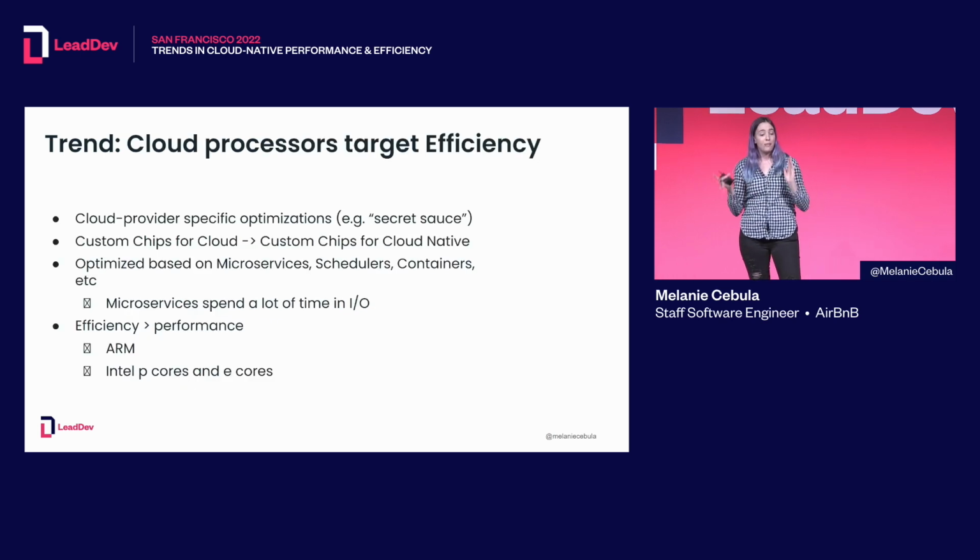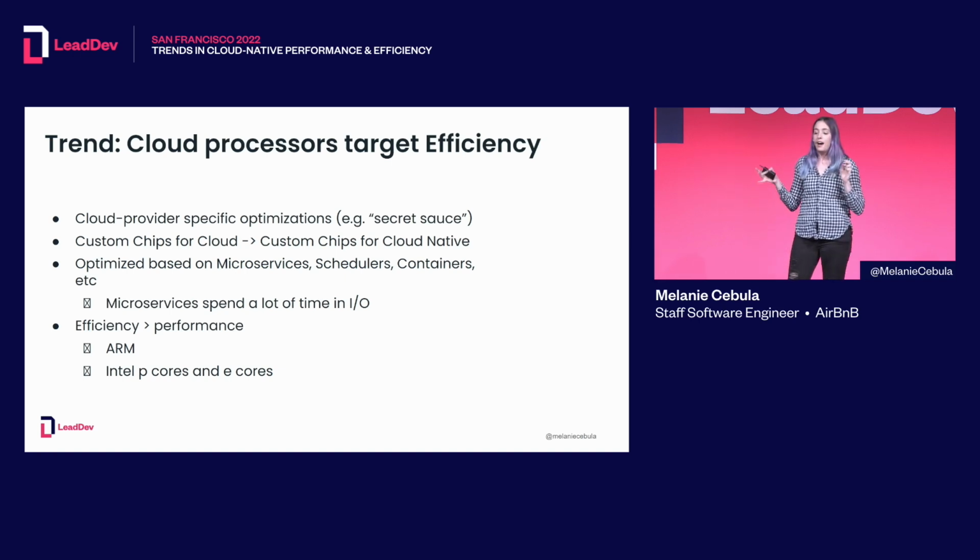But if you didn't notice, I'm here to fill you in that this is just part of another trend that I see, which is that processors are now targeting efficiency more than before. So we have these cloud-specific optimizations, which is their secret sauce that they will not share with us. We're using custom chips for cloud native, and they're optimized for actually what we're running in the cloud.